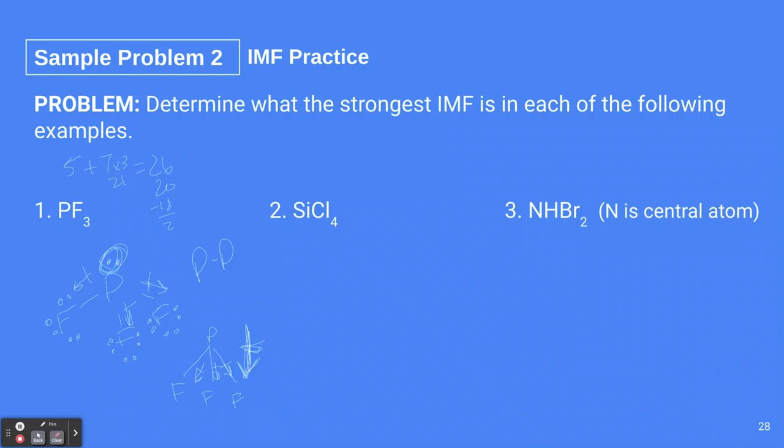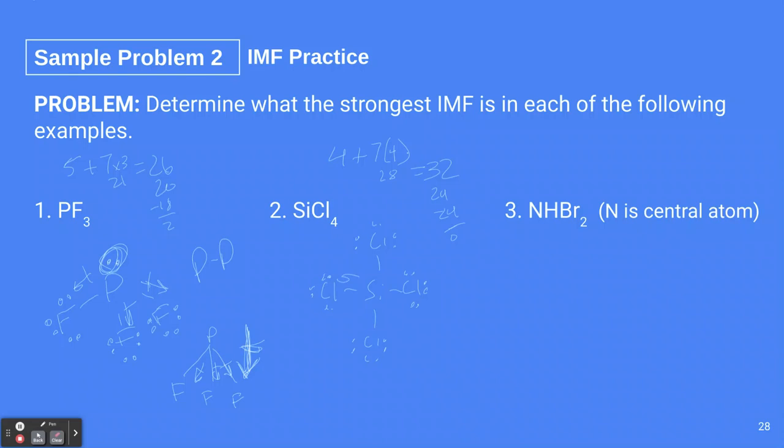Now our next one is silicon tetrachloride. So silicon has 4. Our chlorides have 7 times 4, which gives us 28. 28 plus 4 gives us 32. So we're going to draw Si in the middle with chlorides coming out. That took up 8, so I need 24 more. 2, 4, 6, ... 20, 22, 24. So we don't have any more electrons that need to be placed.